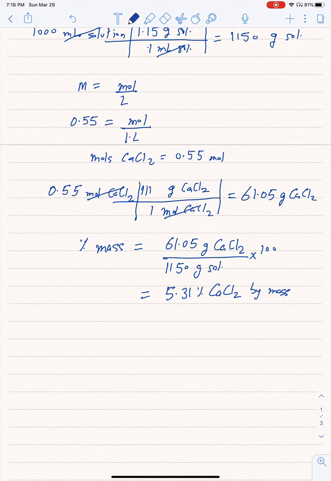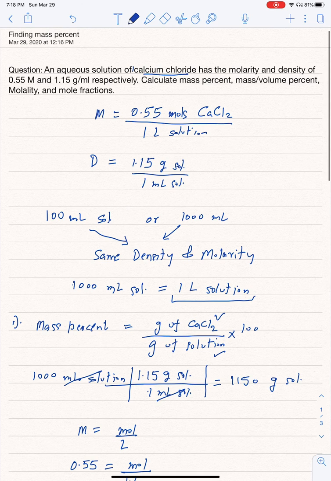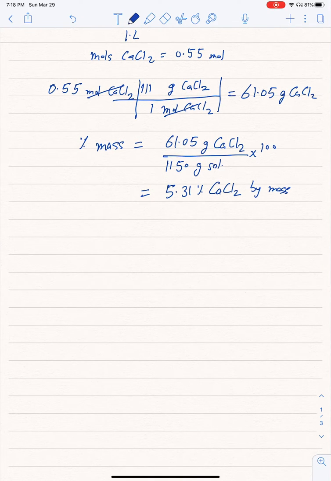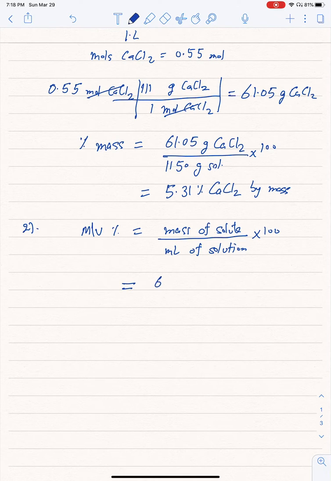Okay, so that takes care of one of the problems, which is the mass percent. Now if I go back, the second thing we have to calculate is the mass volume percent. The definition of mass volume percent is the mass of the solute, which in this case again is the calcium chloride, divided by the volume of the solution in milliliters, times 100. And I think now we know both of them. The mass of the solute came out to be 61.05 grams of CaCl2, and we started out with 1,000 milliliters of the solution in our problem. So divided by 1,000 milliliters of solution times 100.